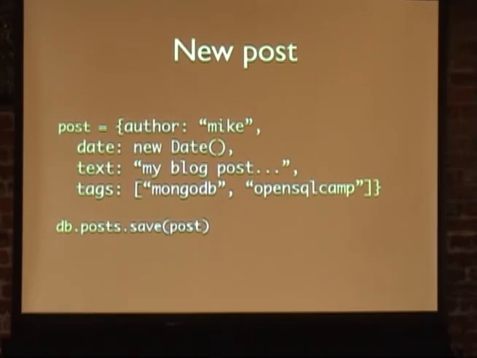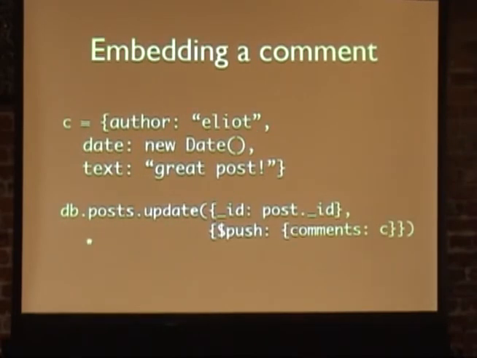And so that's going to insert it. And so here's an example of doing one of these atomic update modifiers. Here, if we wanted to add a comment, if you're thinking in an RDBMS, you probably have a separate table. So you have a post table and a comments table.